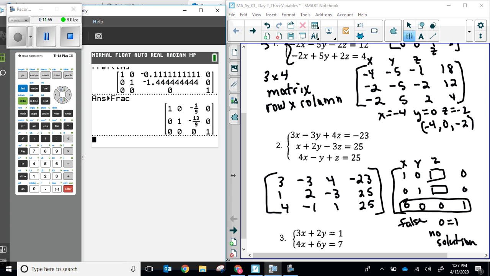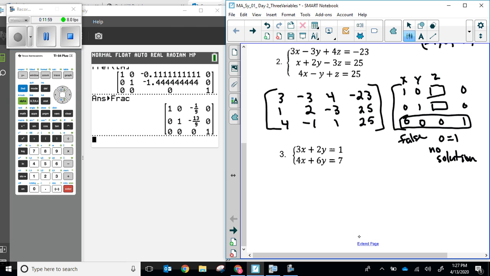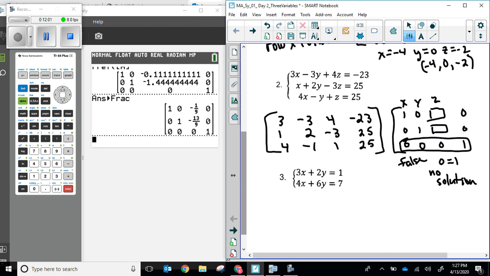All right, so for this last one, I made it a smaller matrix, and I know you know how to do that by hand. This matrix is going to be a 2, we have 2 rows and 3 columns. So it's a 2 by 3. So 3, 2, 1, 4, 6, 7.